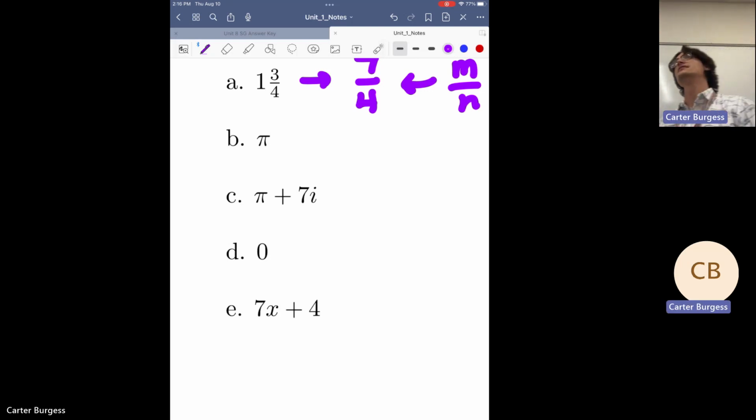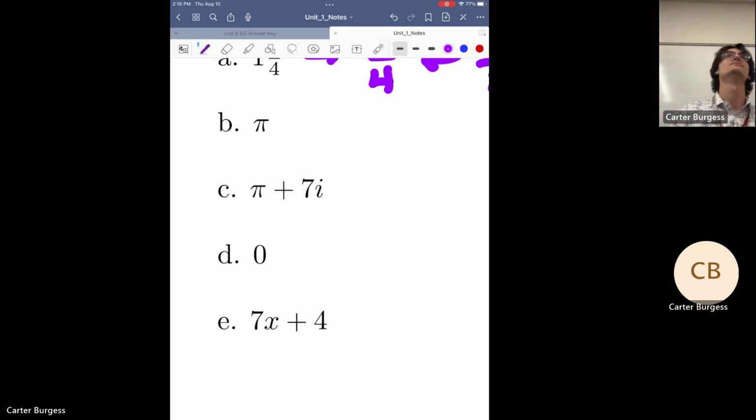Does this have an i in it? For C? C does, which means it's not real. If it has an i, it means it's not real. This is just going to be part of the complex. But if we look at B, does B have an i in it? No. So it's definitely real. And if it's real, then it also is complex.